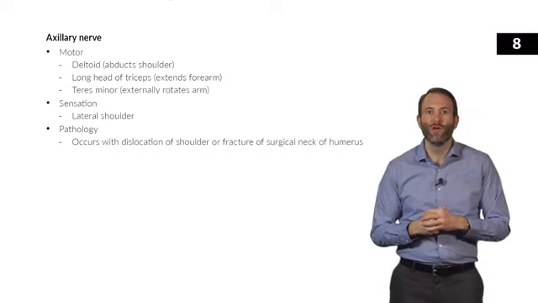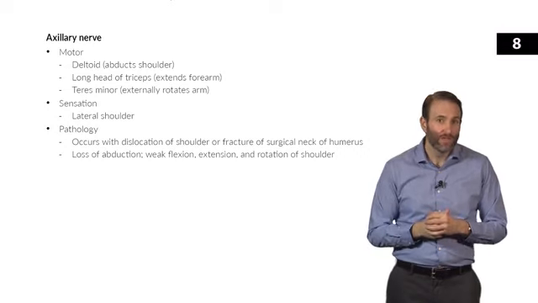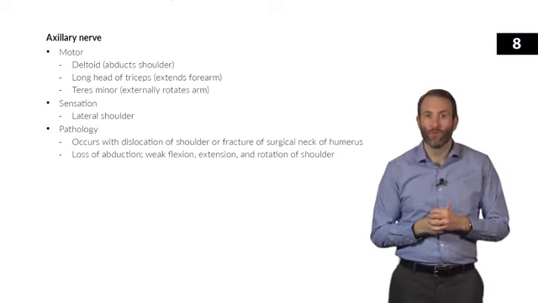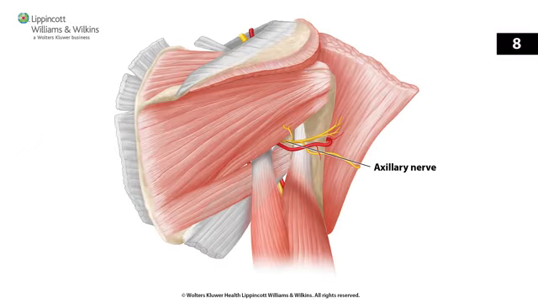An injury to the nerve will result in loss of abduction of the arm, weak flexion, extension and rotation of the shoulder, and loss of sensation over the lateral shoulder. Test questions will also ask which artery runs with the axillary nerve, and it's the posterior circumflex.